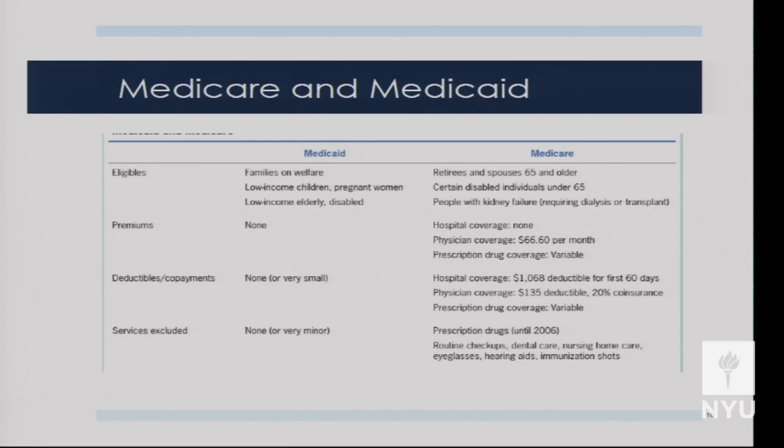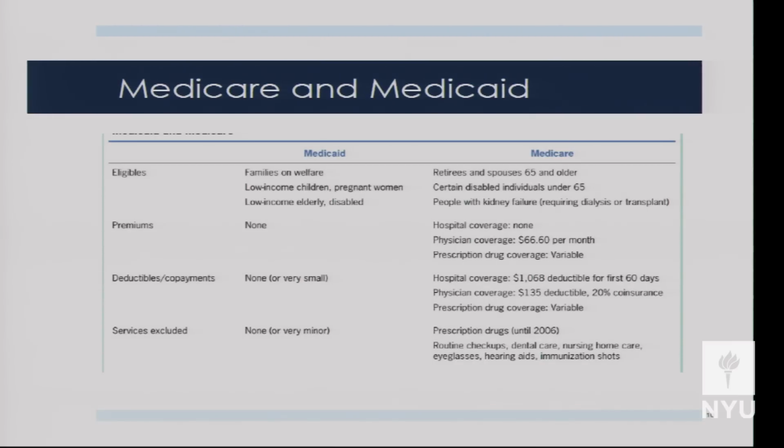Medicaid covers families on welfare, families on TANF, families receiving cash welfare from the government. It also includes low-income children and pregnant women who may not be on TANF, and low-income elderly individuals who may be disabled. So those are all the Medicaid groups.